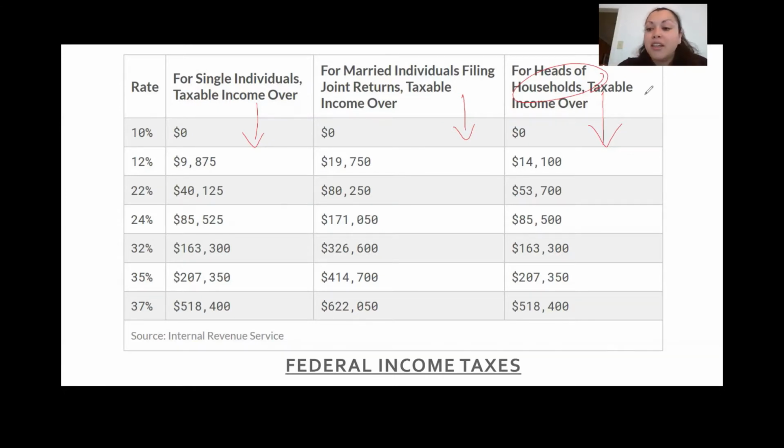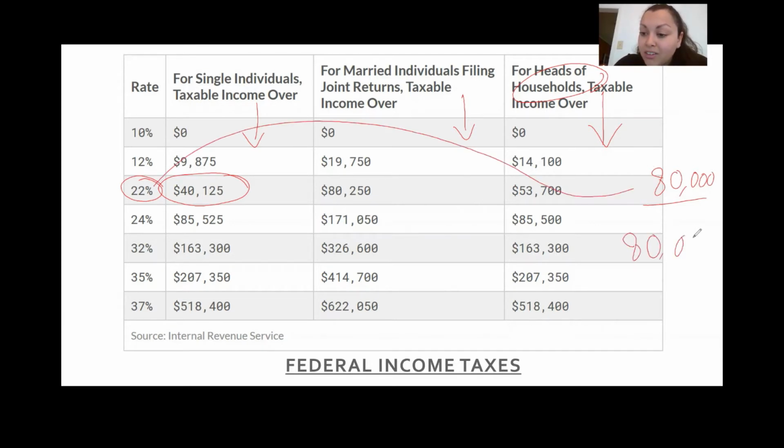So let's say I made $80,000 as a single person. I don't meet the 85,000. That's too high, right? So I still meet this bracket right here. That means my tax rate is 22%. If I'm at 22%, to find out how much the federal government is going to take away from me over the year, I multiply my 80,000 by 22%, which is 0.22.